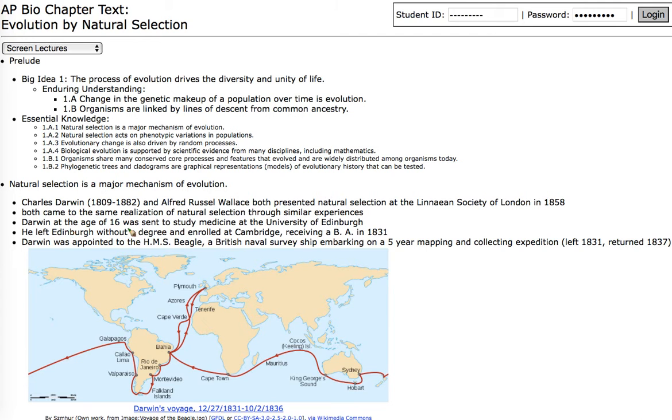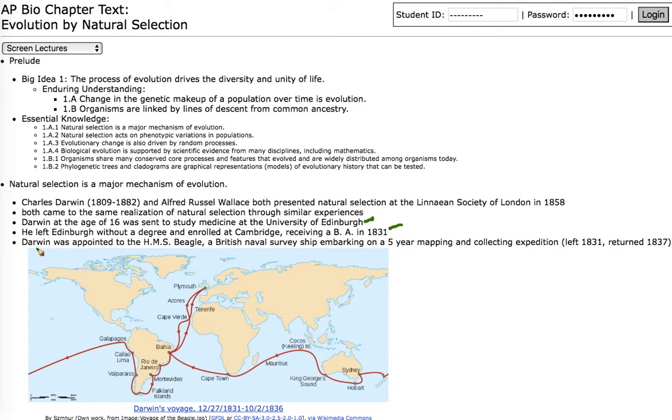So Darwin, at the age of 16, was sent to study medicine at the University of Edinburgh. His family was wealthy. His grandfather was physician to the king. His dad was a doctor, but he was not interested in medicine. He left Edinburgh without a degree. He enrolled at Cambridge and received a Bachelor of Arts in 1831.